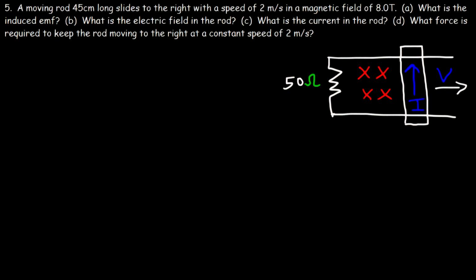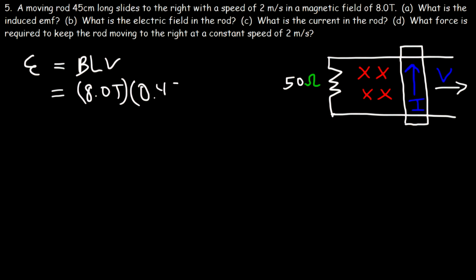Now let's work on this problem. Number 5. A moving rod 45 centimeters long slides to the right with a speed of 2 meters per second in a magnetic field of 8 Tesla. What is the induced EMF? So let's use the formula. EMF is equal to BLV. So the magnetic field is 8 Tesla. The length of the moving rod is 45 centimeters, but we need to convert that to meters. Divided by 100, that's 0.45 meters. And then we need to multiply it by the speed, which is 2 meters per second.